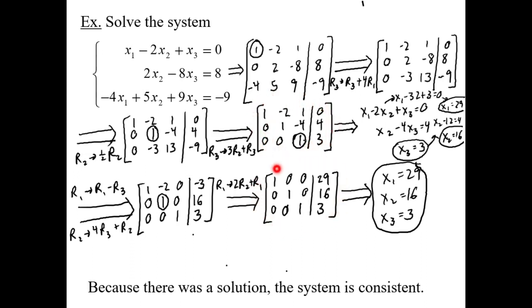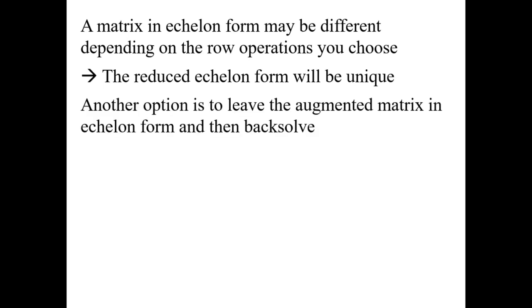Reduced echelon form matrices are. No matter what choices I made, if I kept going to the reduced echelon form, they're all going to look like this. And as I said before, another option is to stop at echelon form and then backsolve. We talked about that.